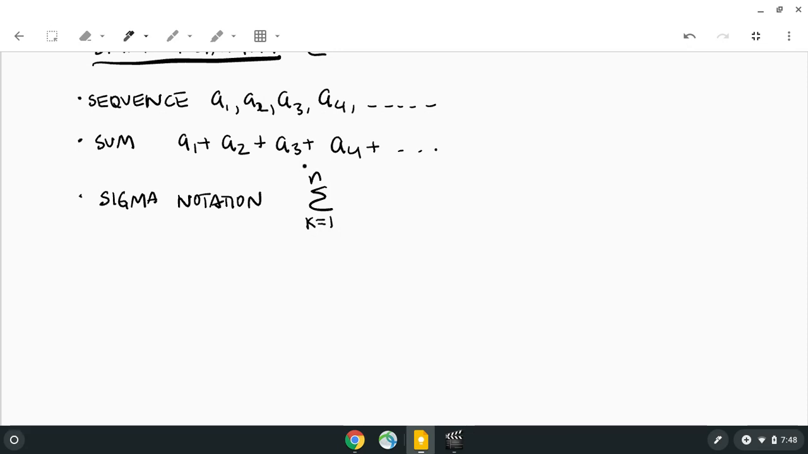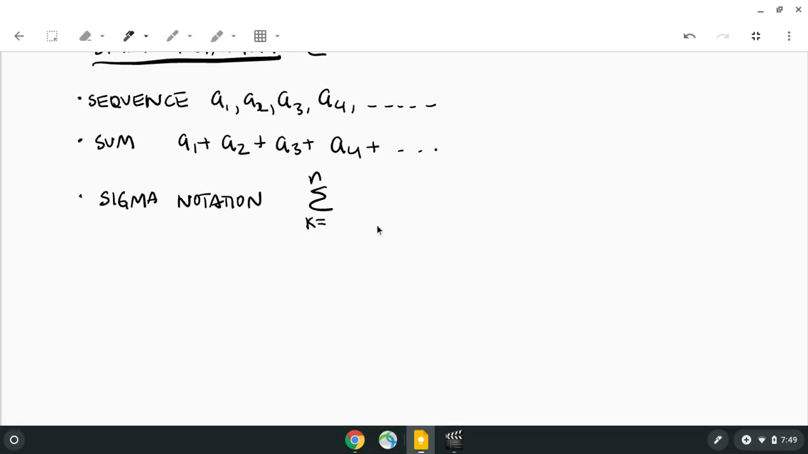If there's a 7 up here, they're saying find the sum of the first 7 terms. If there's a 50 up here, they're saying find the sum of the first term all the way up to the 50th term. If there's a 100 up here, this would be saying find the sum of the first term all the way up to the 100th term. But it doesn't always say 1. Maybe it says start at the 50th term.